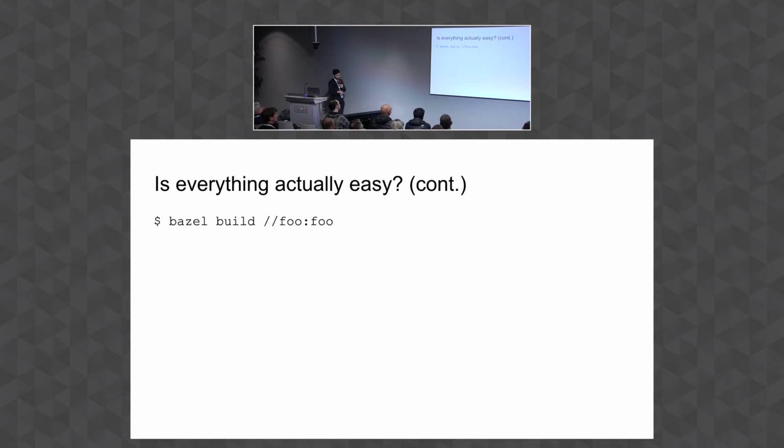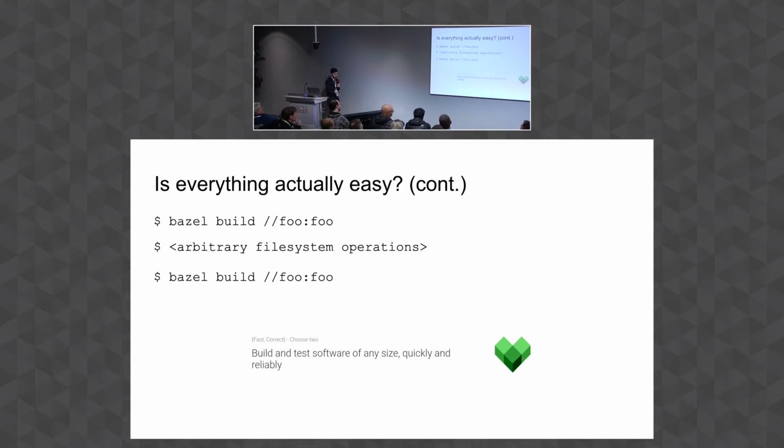So consider this hypothetical example. We do some build. We make arbitrary file system operations. Then we do another build. Well, what if those arbitrary file system operations include introducing symlinks, changing targets to symlinks, introducing symlink cycles or something like this? We claim to be both fast and correct. And it's not obvious how to do that in the presence of arbitrary symlink stuff.